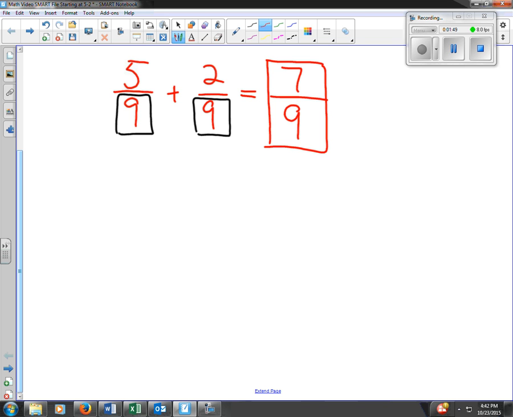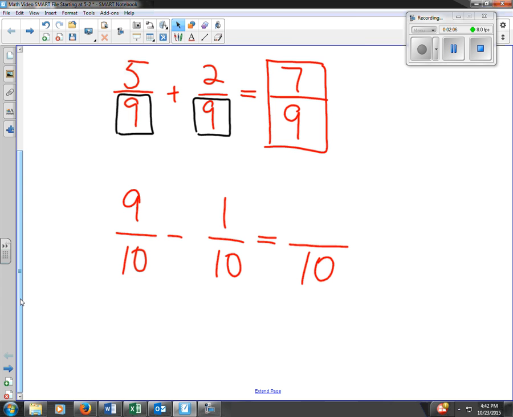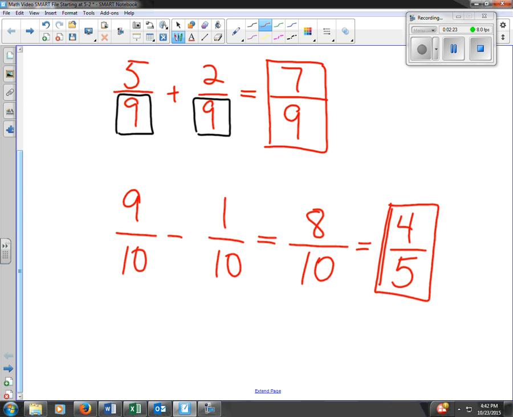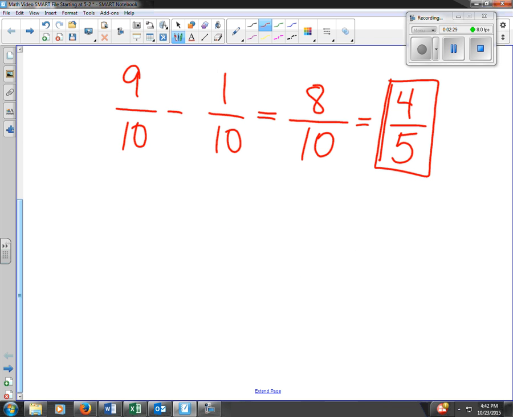If the denominators are the same, then all you have to do is add straight across, and you're done. If I have 9/10 and I subtract 1/10, again, the denominators are the same, so I leave the denominator alone, and again cover up the denominator and just look at the numerators. 9 minus 1 is 8, so 8 over 10, but that is not simplified, so you need to simplify it into simplest form, and that gives you 4/5. Then you want to box that, or make sure you circle it somehow, okay? And that's your answer.